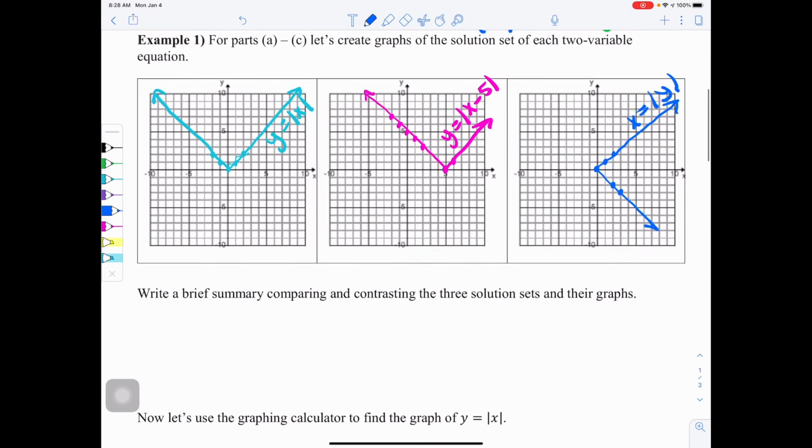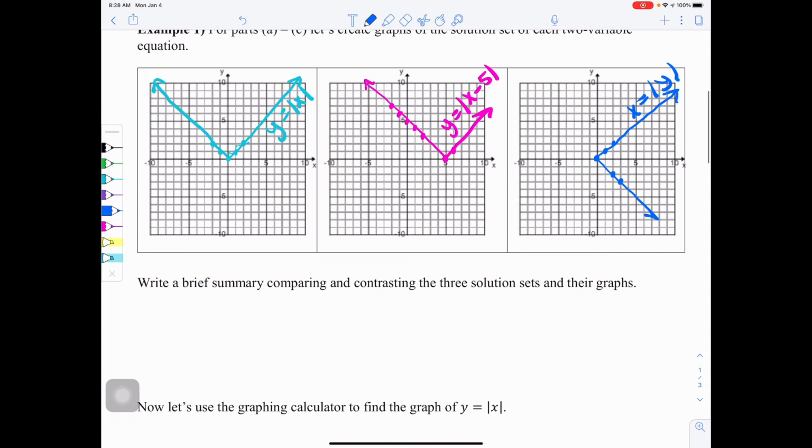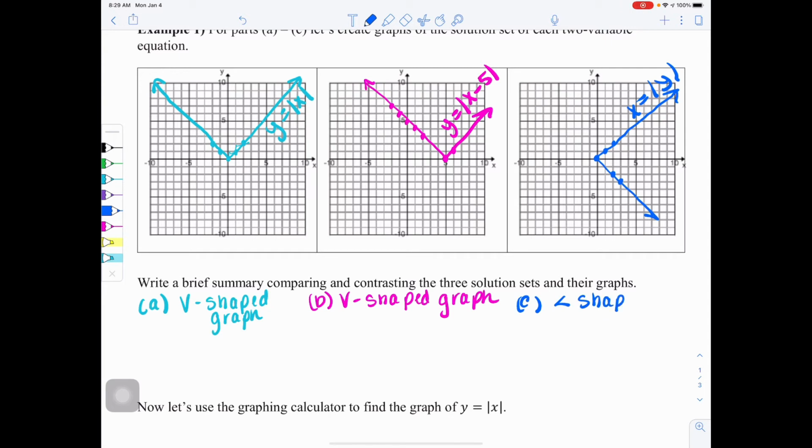Now underneath, we're going to write a brief summary comparing and contrasting the 3 solution sets and their graphs. So let's start with A. In A, we definitely have a V-shaped graph. We have the same thing for B. That's something that they have in common, a V-shaped graph. In C, however, it is not V-shaped. That V is tilted on its side. So I'm going to say this shape graph.